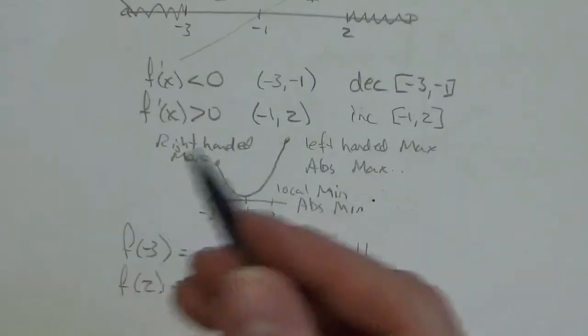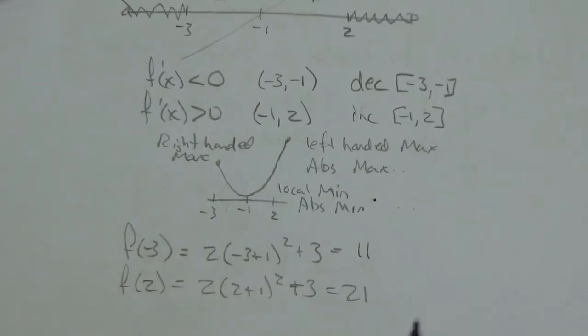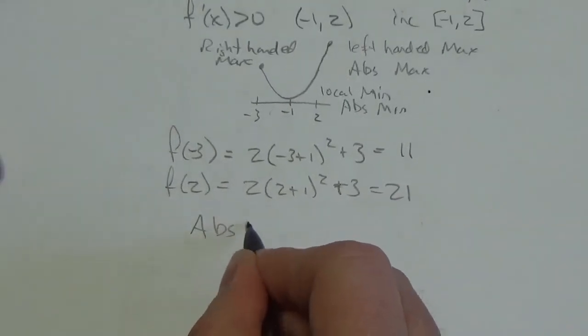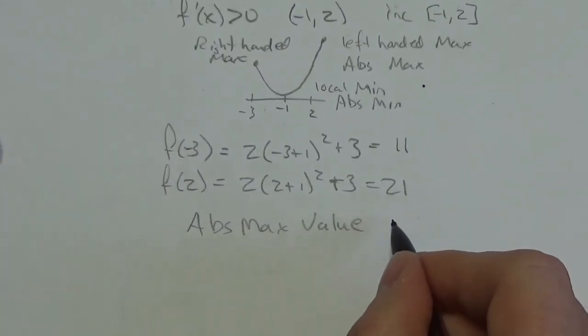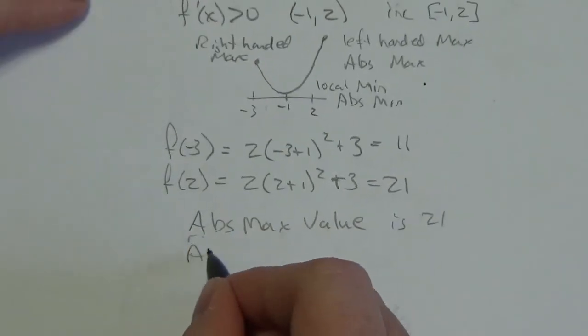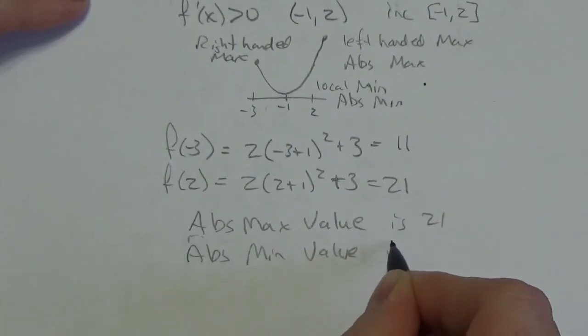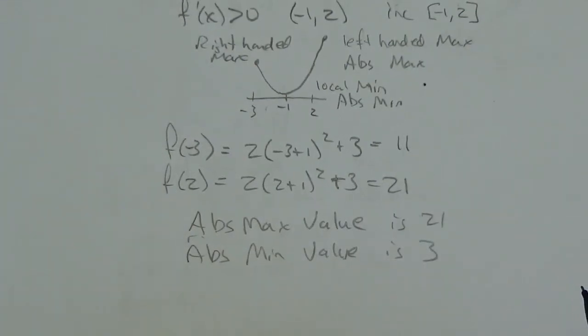Because it's not an absolute here, that tells me that that's an endpoint. So my absolute max value, because that's what the question was asking for, is 21. Wow, my pencil's really falling apart here. My absolute min value is 3. Okay? And that's all this question was looking for.